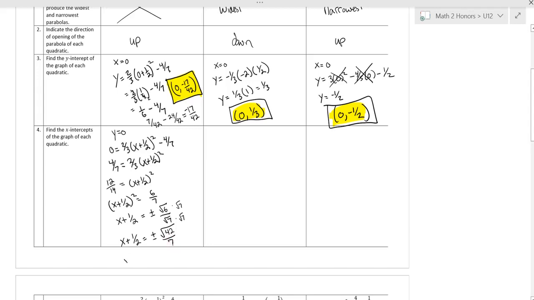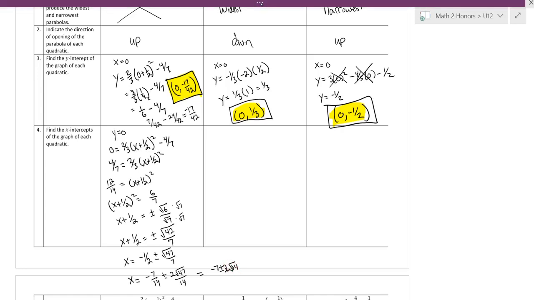So now subtract 1/2, and you get x is equal to negative 1/2 plus or minus the square root of 42/7. Let's work at getting a common denominator, which would be 14. So x is equal to negative 7/14 plus or minus 2 square root 42/14. And then make it one big fraction. Negative 7 plus or minus 2 root 42.